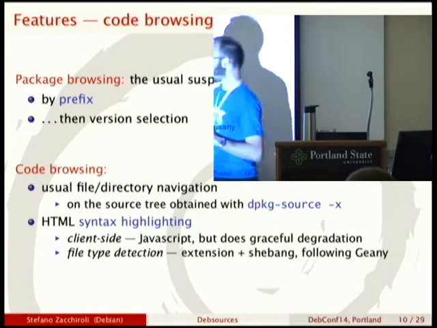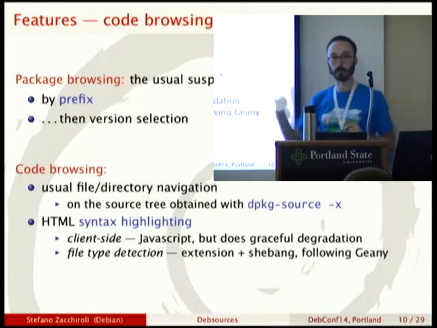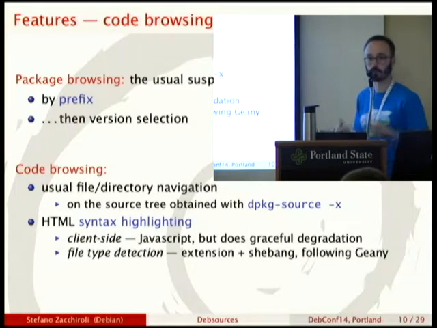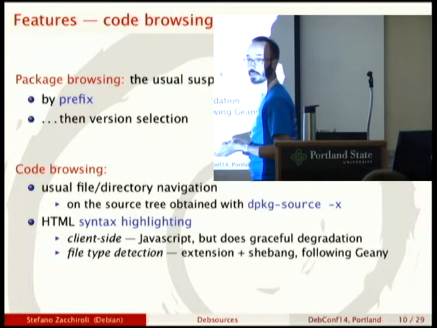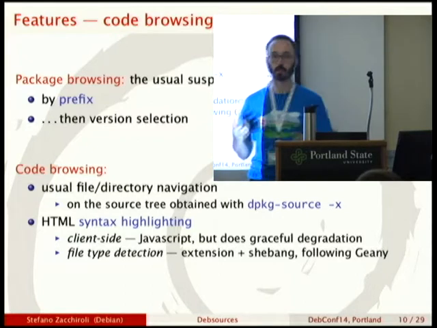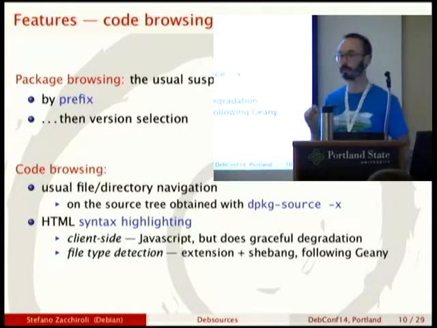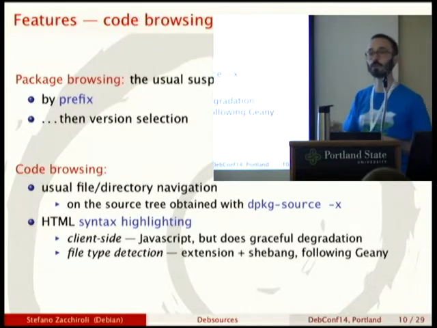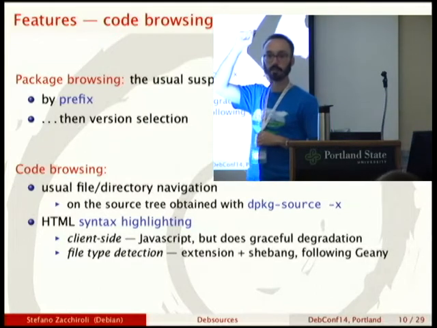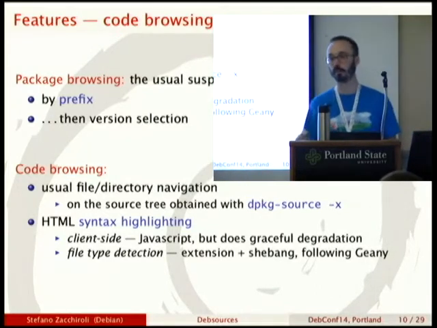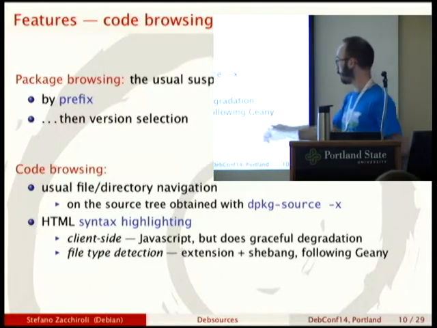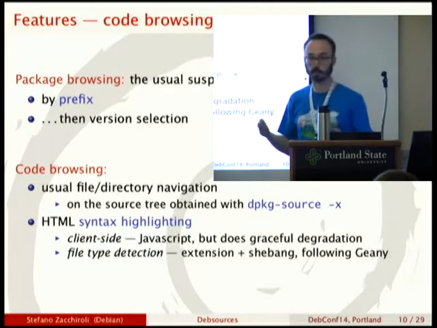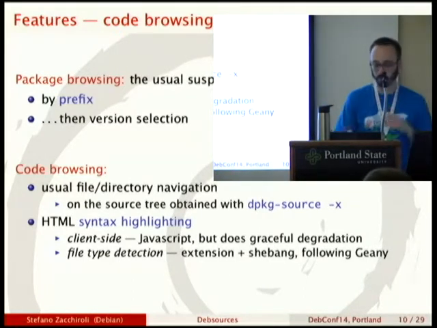You have some HTML syntax highlighting, so depending on the source file you are looking at, it will recognize the language and will try to do syntax highlighting in your browser. It's client-side: everything is delivered to your browser, and a JavaScript toolkit does the syntax highlighting there. There is some file type detection based on both the extension of the file and the shebang line, if it exists, meaning that we will recognize Perl files even if the name of the file is not .pl. And this is thanks to the Geany people. Geany is an IDE, and they've shared their rules with us. We have adopted them, and they just work, for the most part, very well.